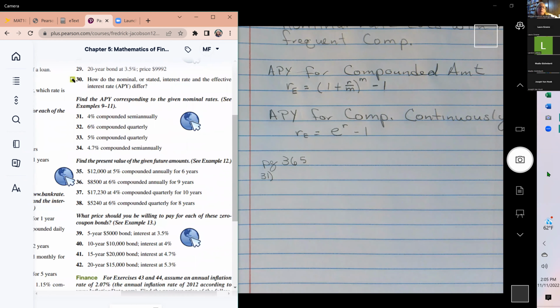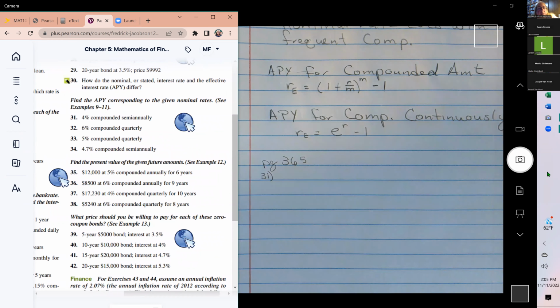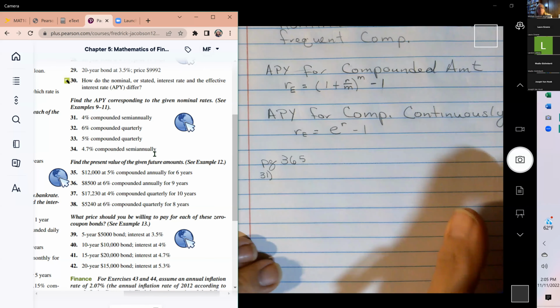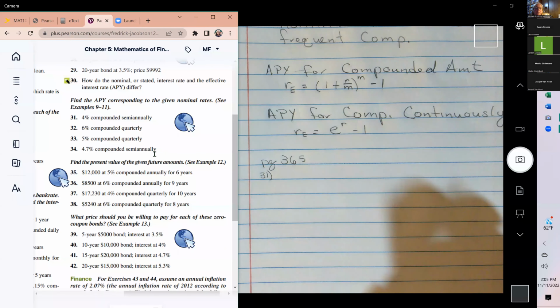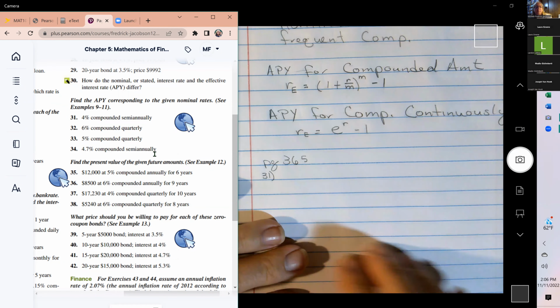Number 31. It says find the APY corresponding to the given nominal rate. What we'll do is we'll do 31 and 32, but we'll find the compounded one, and then we'll also find the compounded continuously. I think they have them mixed in the story problems. I'm not sure, but that way then we have them together.